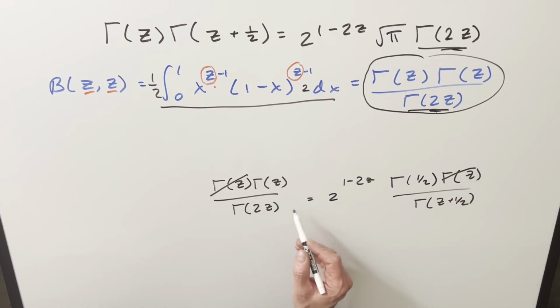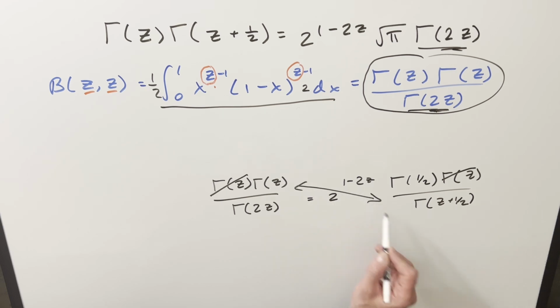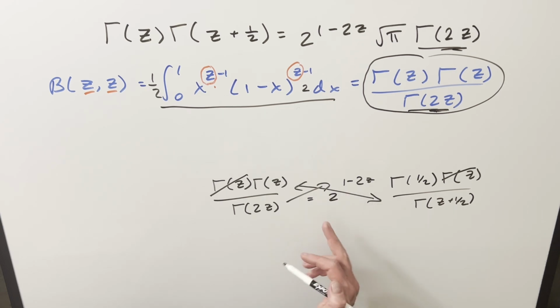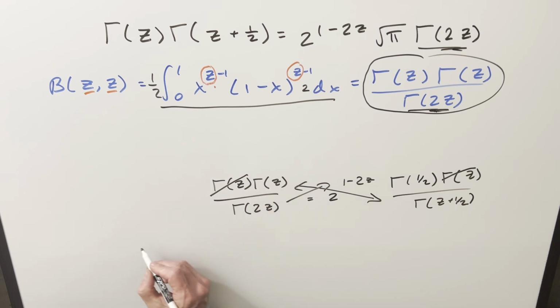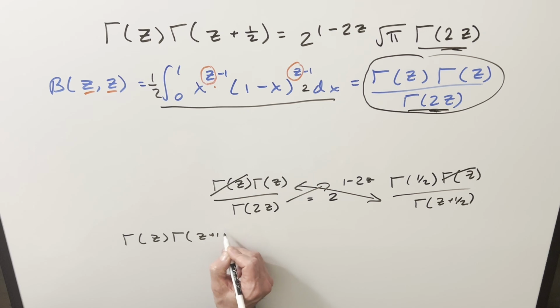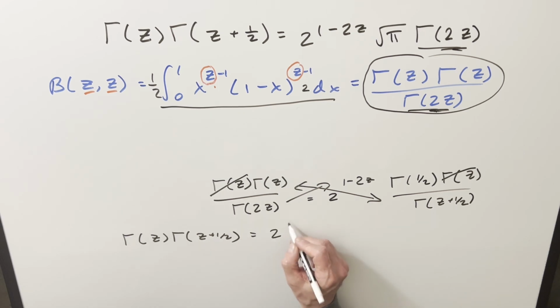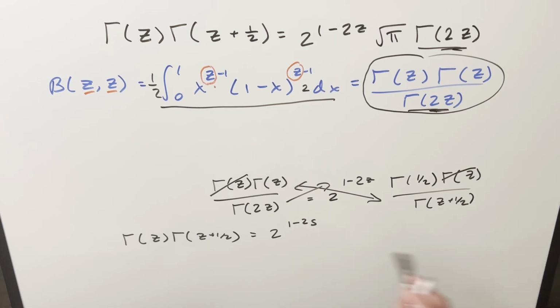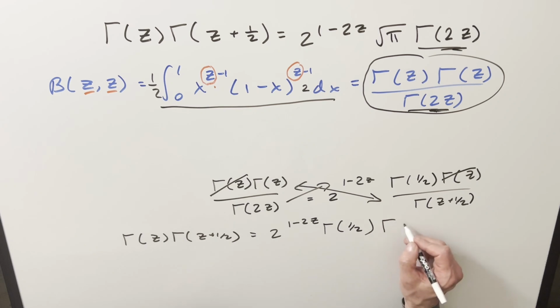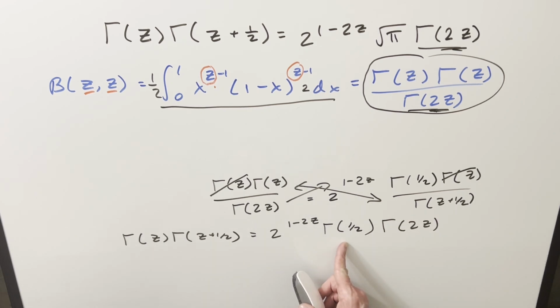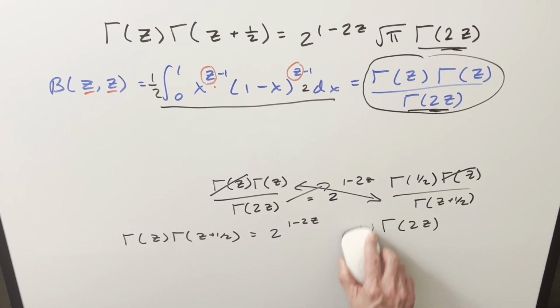And then to make quick work of it, let's cross multiply. So what's going to happen is if you multiply this times this, on the right side of the equation, we get gamma of z times gamma of z plus 1/2. Multiplying this in over here, we have this 1 minus 2z, times gamma of 1/2, and then we got our gamma of 2z. But one little thing we can do to clean this up, gamma of 1/2, that's a well-known value that we can just memorize, and that's going to be square root of pi.